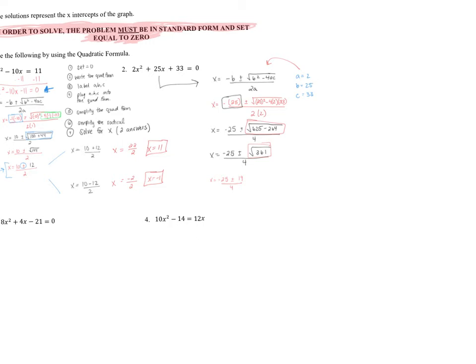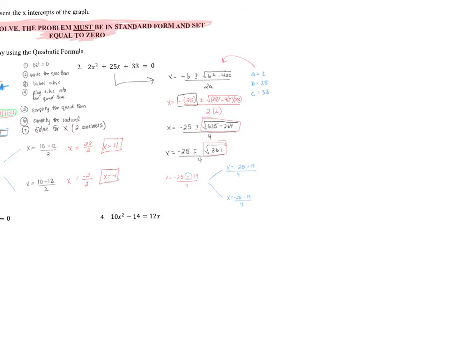Now, just like the last one, because we have a plus or minus here, we need to break this down into 2 equations and solve. So on the top one, it's going to say x equals negative 25 plus 19 all over 4. And the bottom is going to say x equals negative 25 minus 19 all over 4. Then we're just going to simplify that. So simplifying the top, negative 25 plus 19 is negative 6 all over 4, which can then simplify as x equals negative 3 over 2.